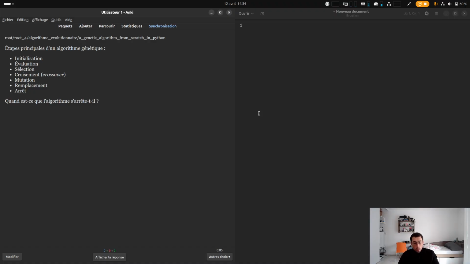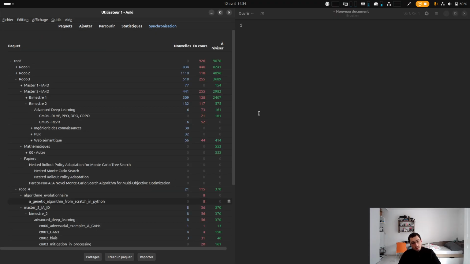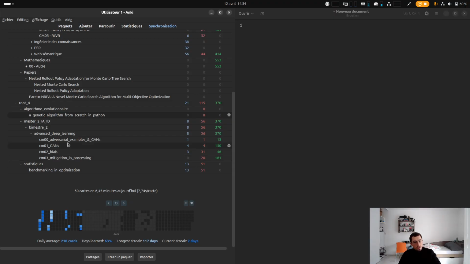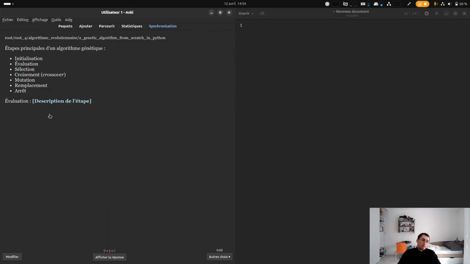The algorithm stops when no more NFE. Evaluation. Sorry, I'm a bit not focused. Well, we're still really fast, but that's a very simple deck. Anyway, evaluation. You just compute the fitness of all individuals. By default, what does elitism do? It keeps one or several best parents and fills the rest with best children.